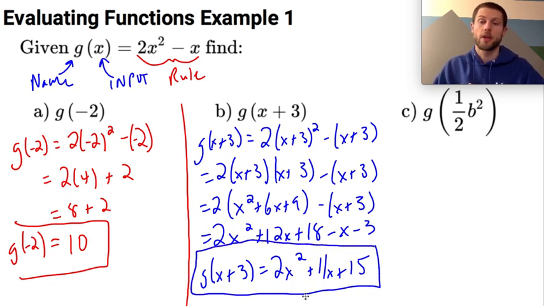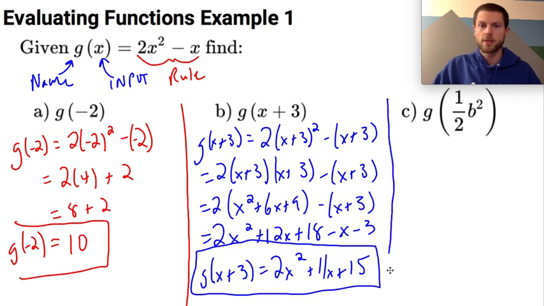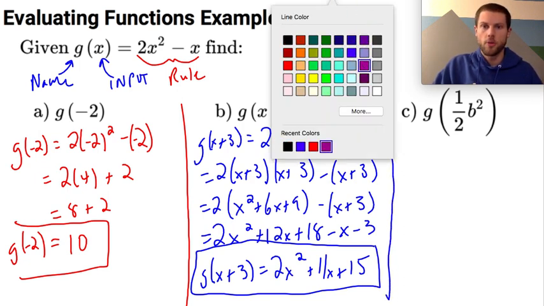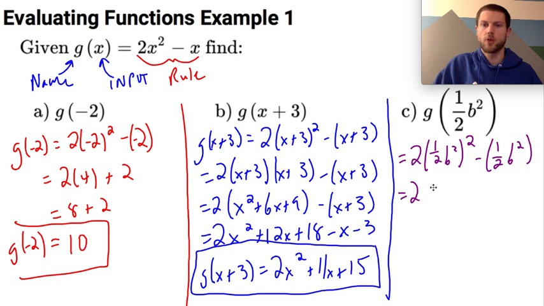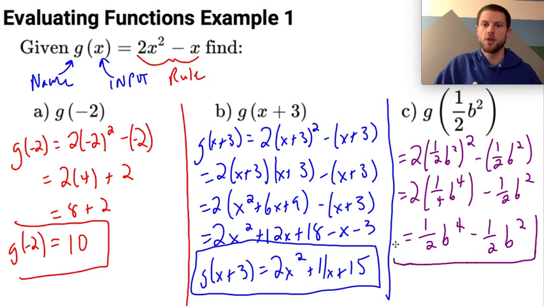So this time I'm actually given a new function when I evaluate x plus 3 as my input. So we can call this g of x plus 3. All right, last example here. Let's plug in 1/2 b squared. Same process here. G of 1/2 b squared means that I'm going to plug in 1/2 b squared. Let's make it all one line. So this will equal 2 times (1/2 b squared) squared minus 1/2 b squared. So let's evaluate. I'm going to square this, so this is going to be 1/4 b to the 4th, wow, minus 1/2 b squared. Or this is going to equal 2 times 1/4 is 1/2 b to the 4th minus 1/2 b squared. And that is what g of 1/2 b squared is equal to.